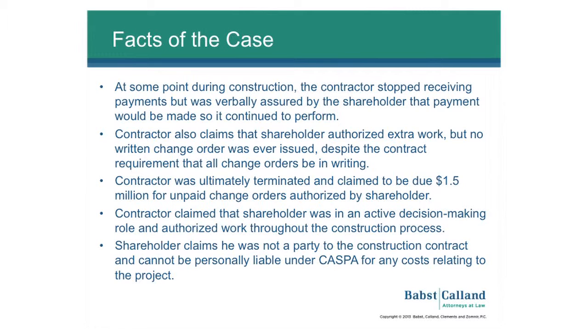Subsequent to that, there were some additional changes and add-ons to the project. The shareholder again said, money's coming, go ahead, do the work, we know that it's extra work, go ahead and do it, and the contractor relied and kept performing. At some point, and the opinion's not clear, the contractor was terminated and the project was shut down. The contractor filed the lawsuit we're discussing, claiming that the shareholder was an active participant in the project and was making promises that should bind himself and the company, and filed a lawsuit in his personal capacity.